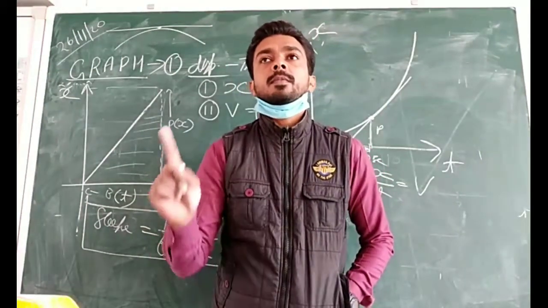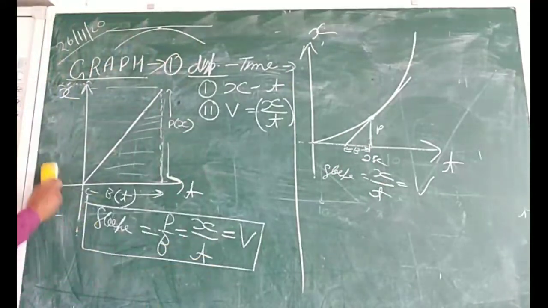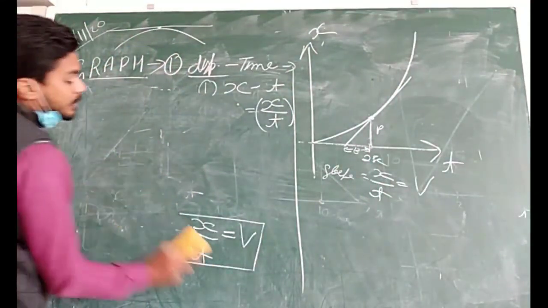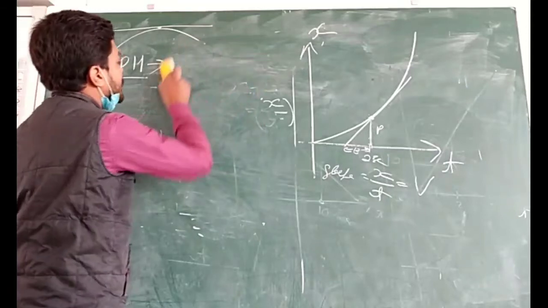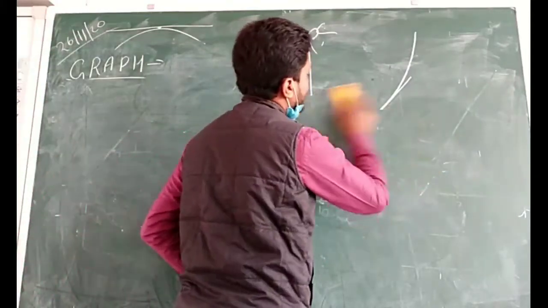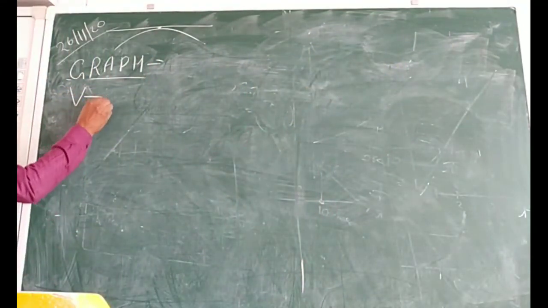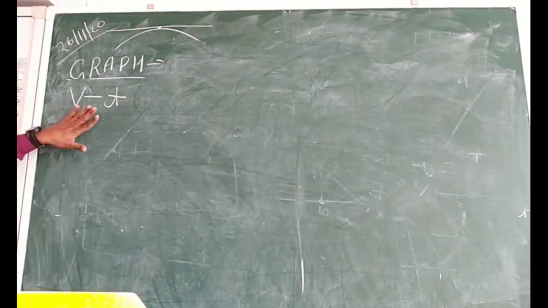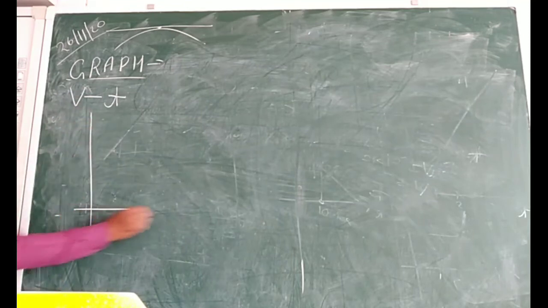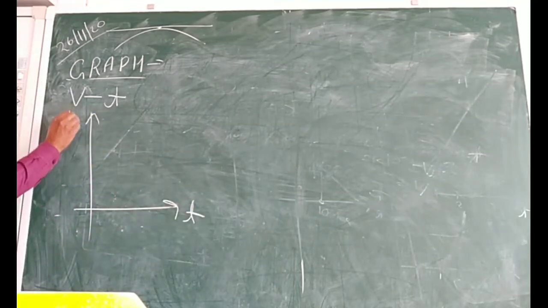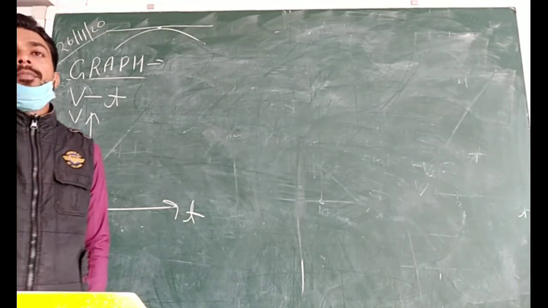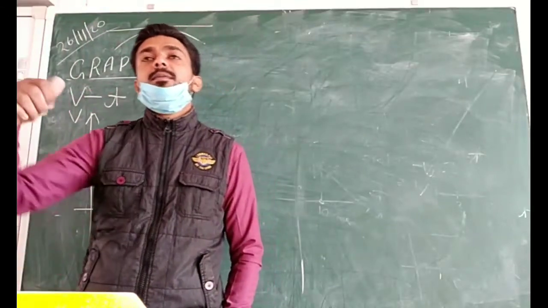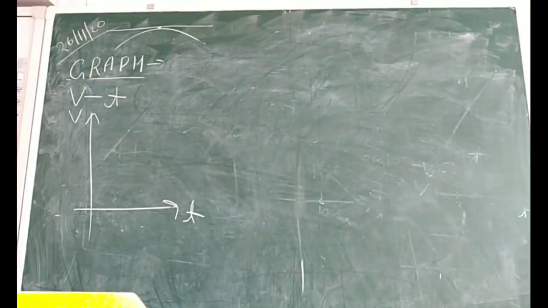Now our next point is velocity time graph. Now we will observe how the velocity is changing with the time. In velocity time graph, we will observe how velocity is changing with the time. There may be no change in velocity, there may be uniform change in velocity, there may be non-uniform change in velocity. Then there may be so many types of variation in velocity according to the time.